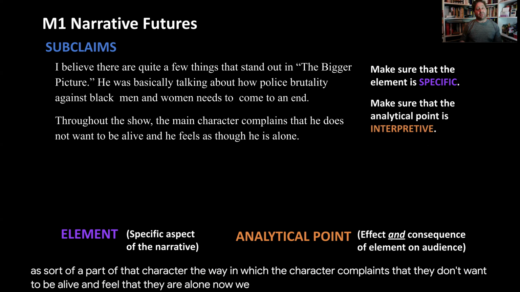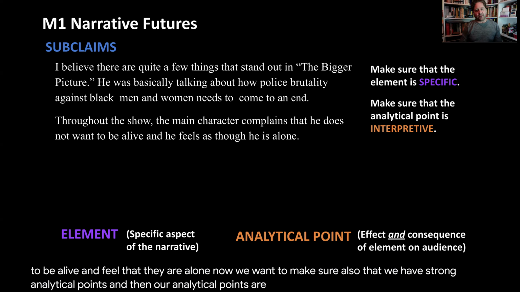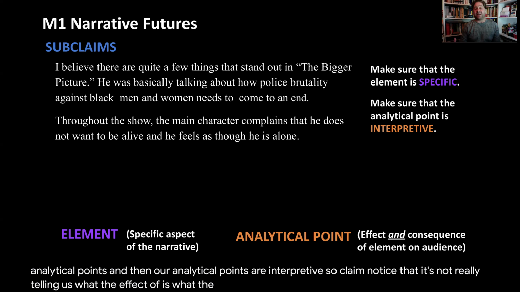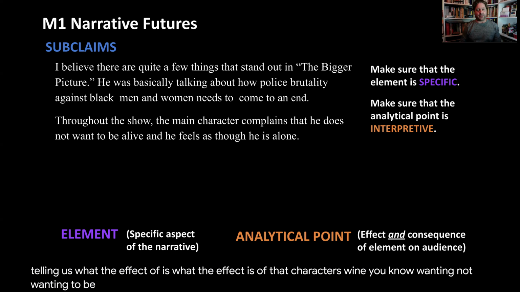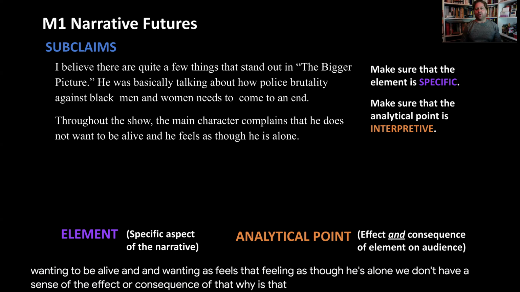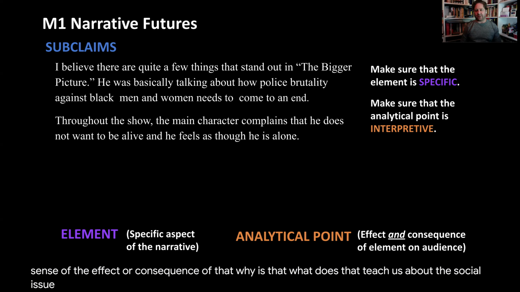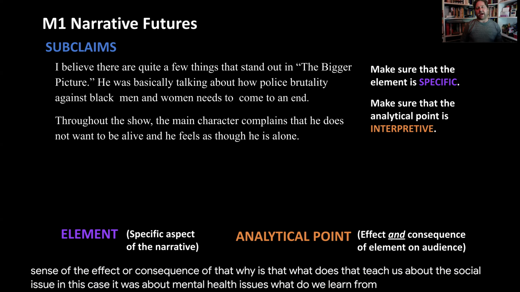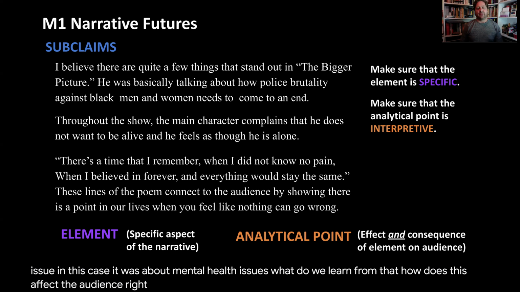Now, we want to make sure also that we have strong analytical points and that our analytical points are interpretive. So while we have a more specific element in the subclaim, notice that it's not really telling us what the effect is of that character not wanting to be alive and feeling as though he's alone. We don't have a sense of the effect or consequence of that. Why is that? What does that teach us about the social issue? I think in this case, it was about mental health issues. What do we learn from that? How does this affect the audience, right?